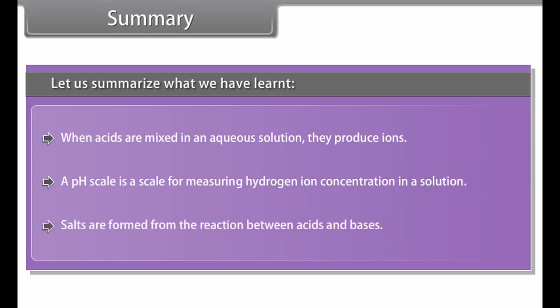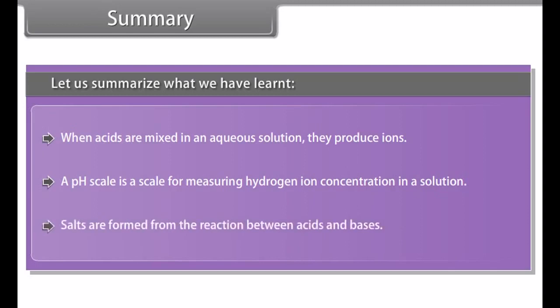Summary. Let us summarize what we have learnt. An acid is a substance that produces hydrogen ions when added to water, whereas a base is a substance that produces hydroxide ions when added to water. Olfactory indicators indicate whether a particular substance is an acid or base due to change in their smell. Every liquid you see will probably have either acidic or basic traits.